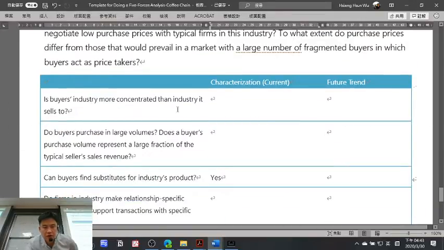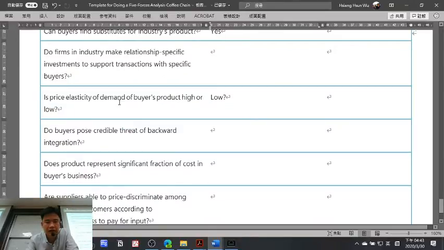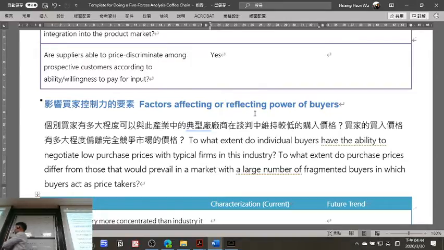All right, and what else? Buyer. So we check the buyer too. Is the buyer more concentrated than the industry itself? No, it's a very dispersed market. But we know buyers can find substitutes easily. They can switch easily. So overall speaking, the buyer bargaining power is pretty strong. They don't have a strong brand loyalty to a specific brand, except Starbucks, right?